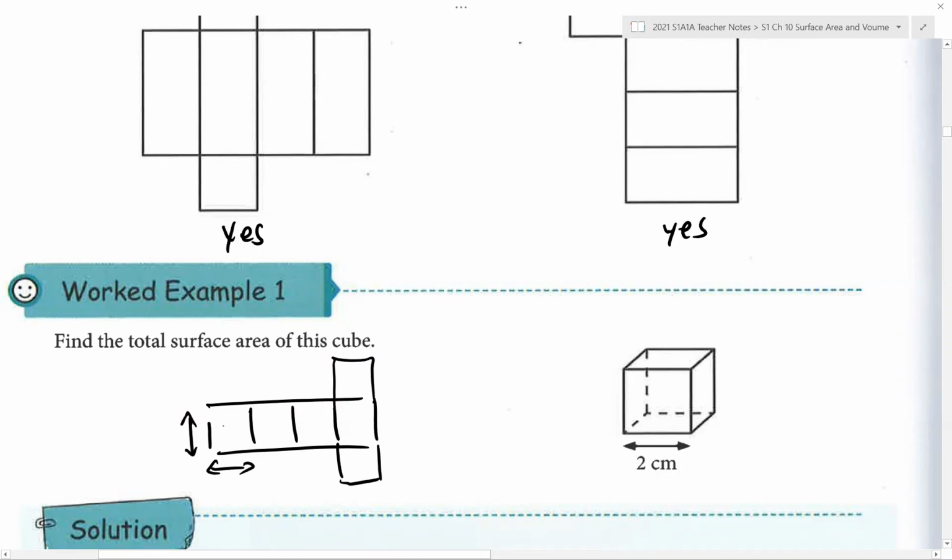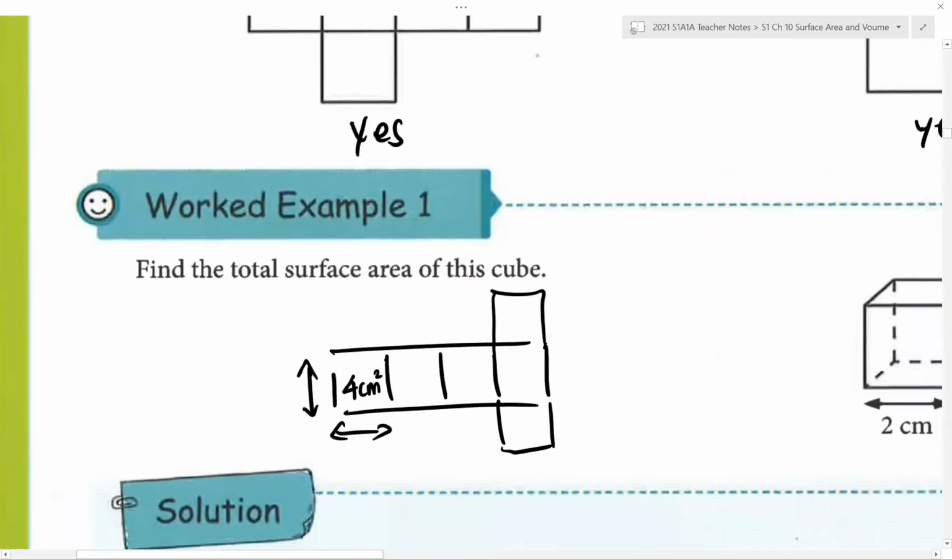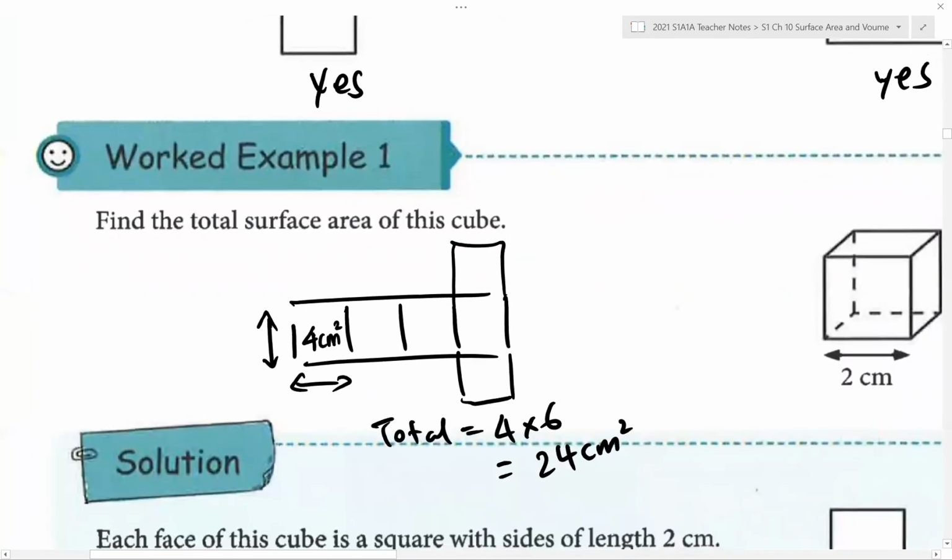2 times 2, very good. So that is 4 square centimeters. And how many of these squares do we have? So it becomes 4 times 6. Okay, so total area, 4 times 6, we get 24 square centimeters. Okay? It is not 2 times 2 times 2. That will be something else later on.